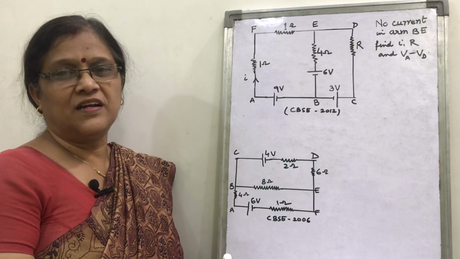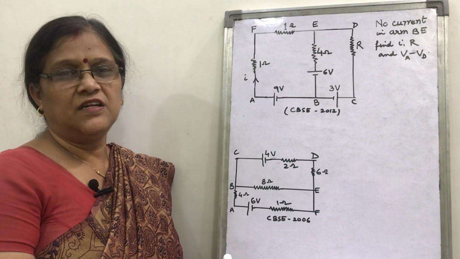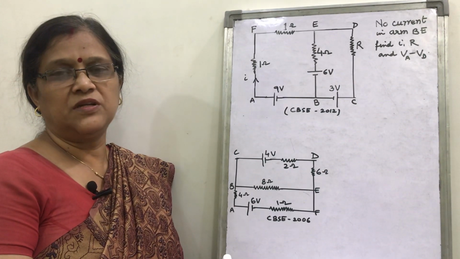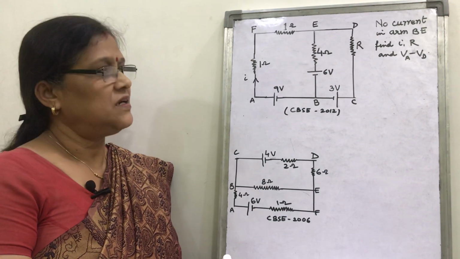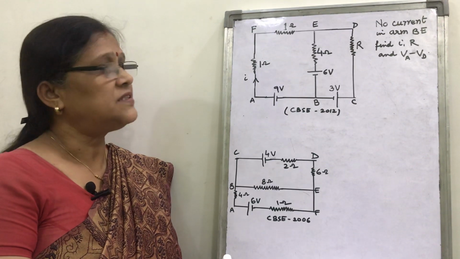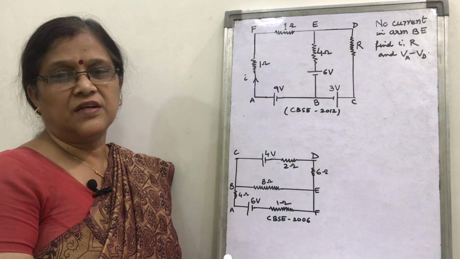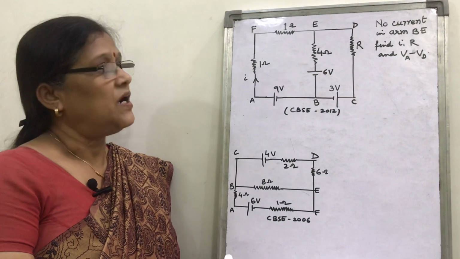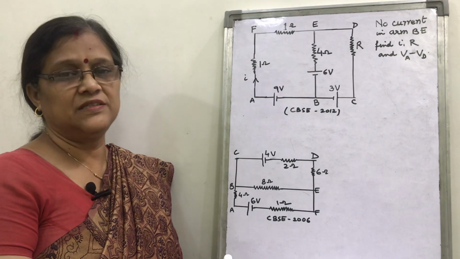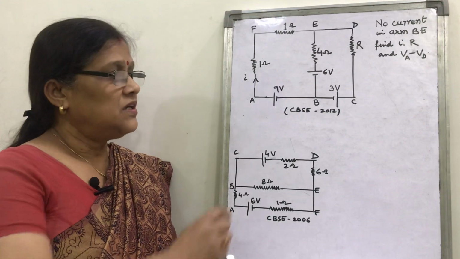In the topic current electricity, the questions based on Kirchhoff's rule are very important. That is, in an electrical circuit there are various cells and electrical resistors. Then how will you find the current and potential difference at different points? Let us discuss in this question.